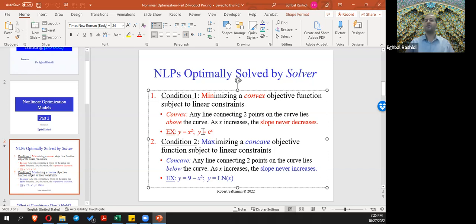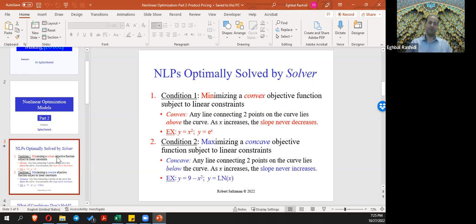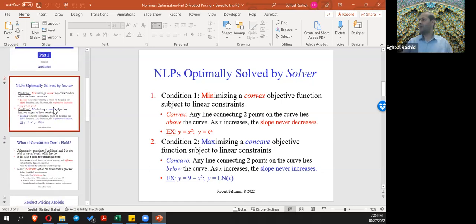that's a convex function, and y equal to e power of x, that's also a convex function, or 2 power x or 3 power x. That's also a convex function. So minimizing that, you can be sure that you're not stuck with a local optimal.